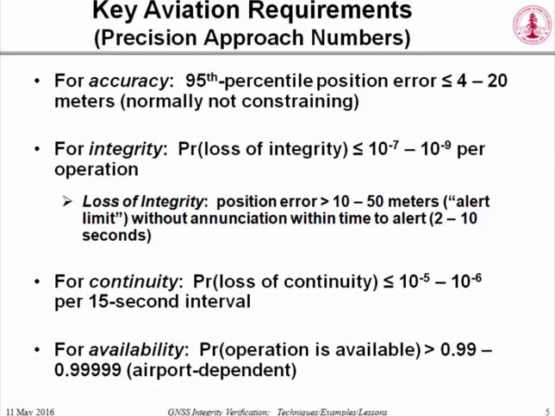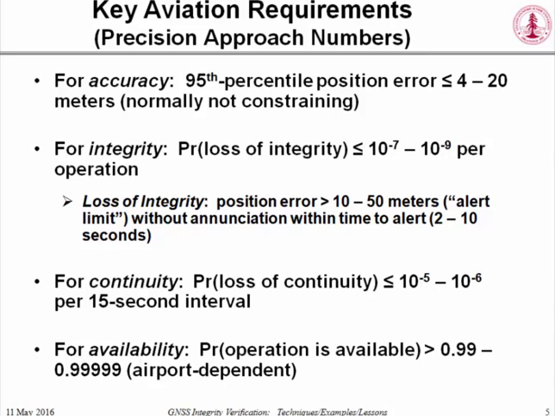Basically, if we have a position error, an undetected position error that exceeds a certain bound, 10 to 50 meters, and that depends on the operation. For an aircraft approaching to 200 feet above the ground, that number is 10 meters. If it's not coming quite as close to the ground, it might be 50 meters. So if there's a position error exceeding this alert limit without warning, within a time to alert, we call that loss of integrity, and the probability of that event is very small, again, depending on the operation.